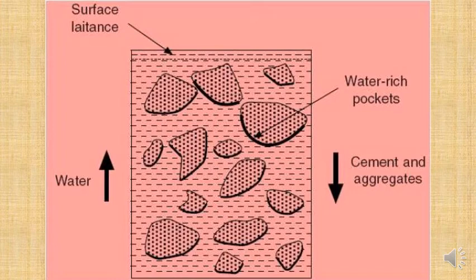And so you're going to end up with a lot of aggregate on the bottom and a lot of cement and water paste on top, a weak concrete. And this is what it looks like in actual concrete.